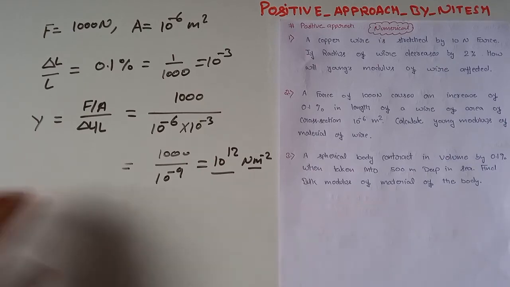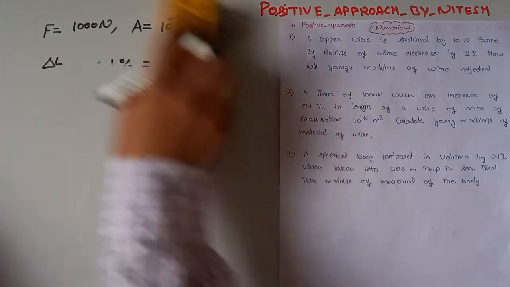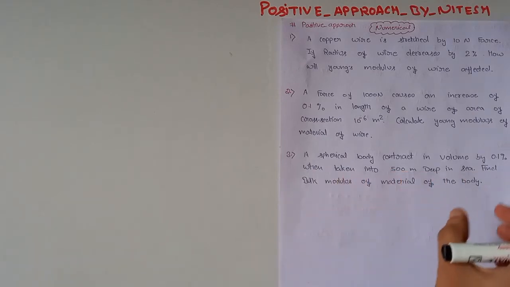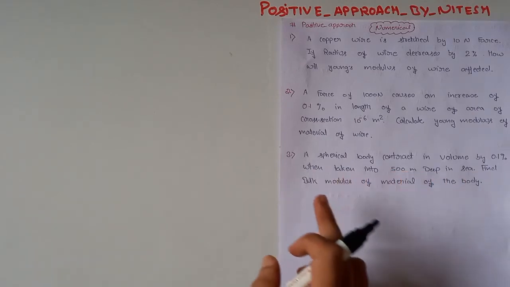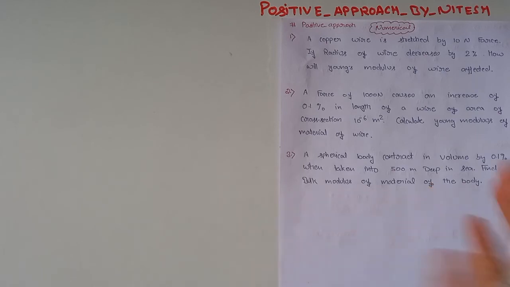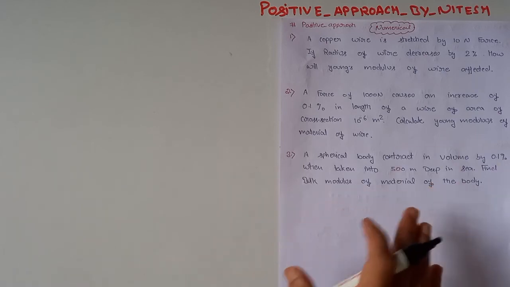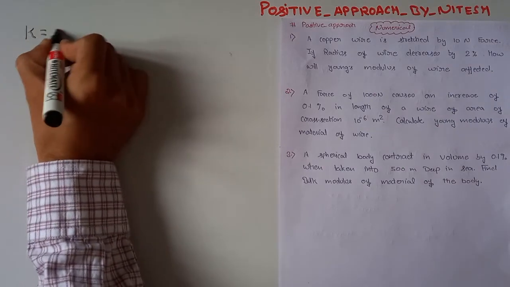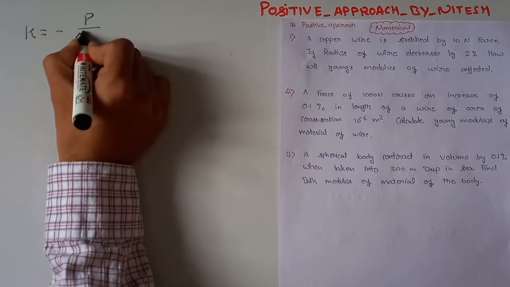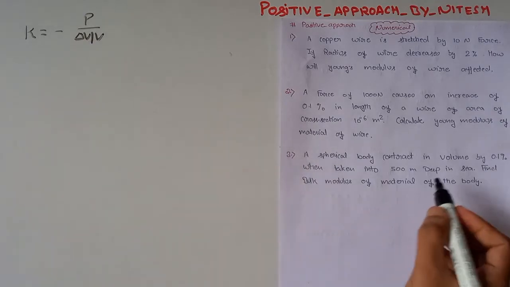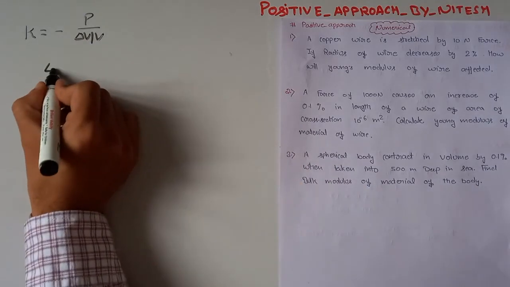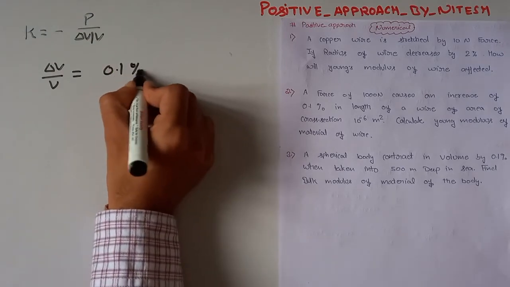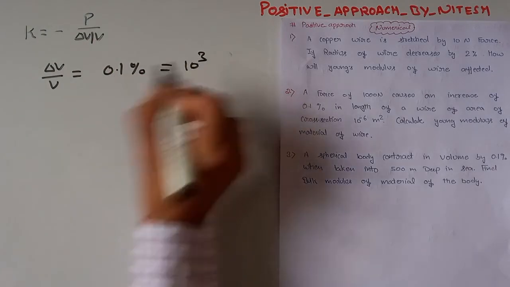Our next third important numerical is: a spherical body contracts in volume by 0.1% when taken 500 meter deep in the sea. Find the bulk modulus of the material of the body. We know that bulk modulus K is given by minus P divided by del V over V. Here the contraction in volume del V divided by V is equal to 0.1%, which is equal to 10 raised to power minus 3.